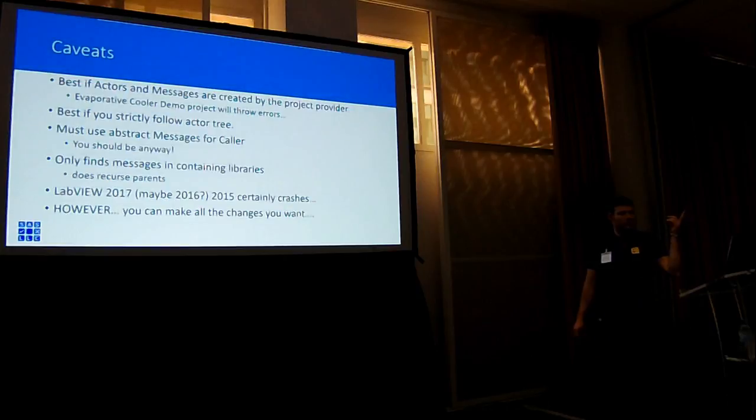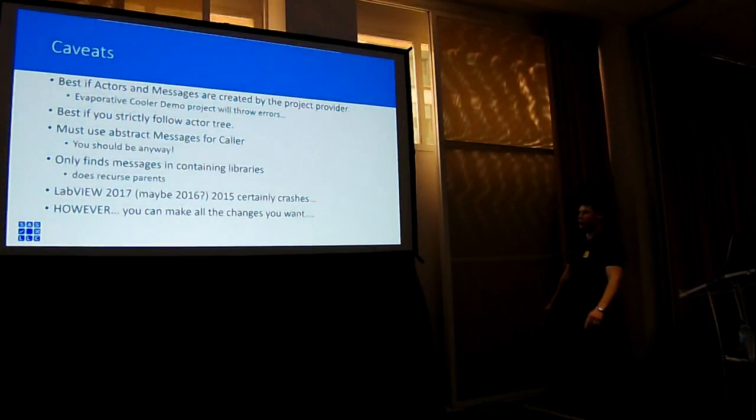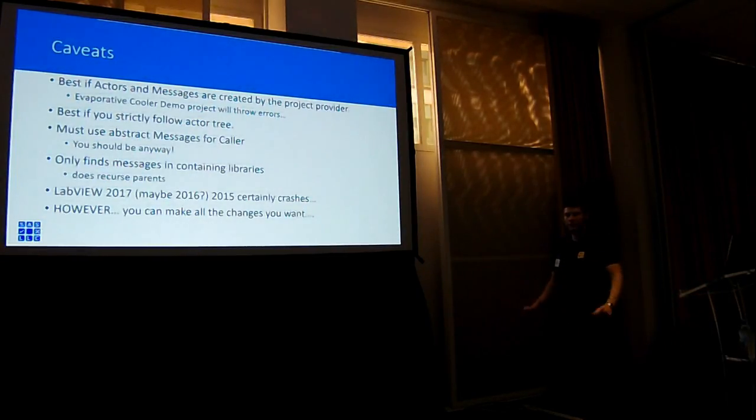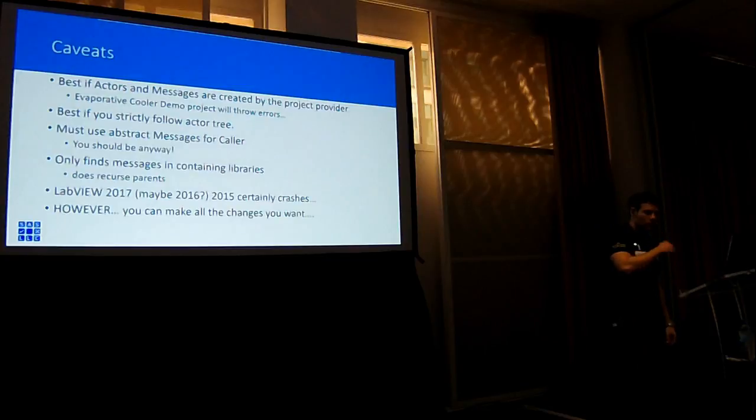So you should use abstract messages for the caller. Not necessarily must, but it'll work best if you do, because otherwise you're linked to your original caller and it's just a mess. It only finds messages in containing libraries. So if you have a library way over here with messages, like Alan suggested in his presentation the other day, it's not going to find it. Yeah, we can definitely talk about how to choose that.